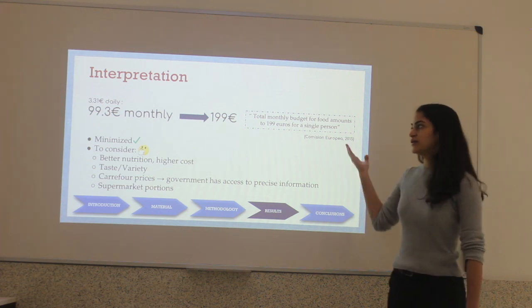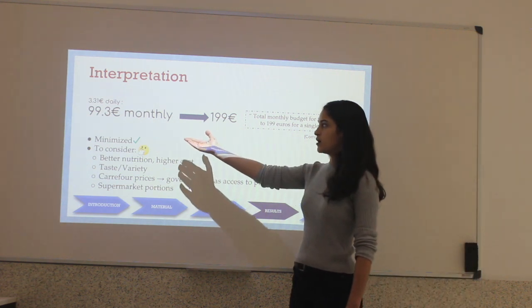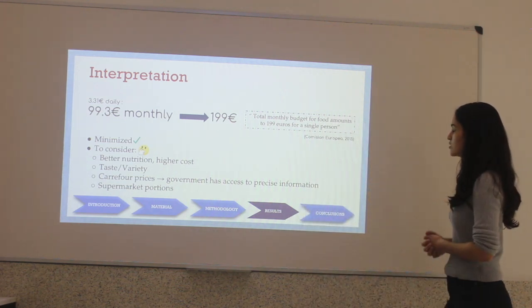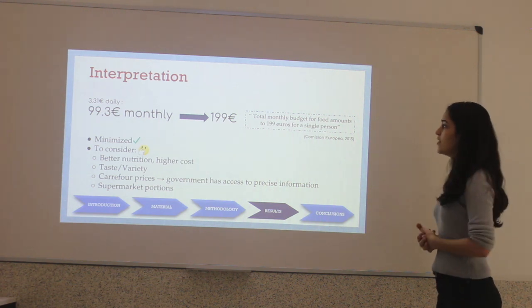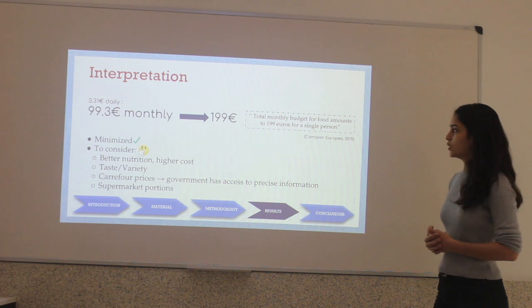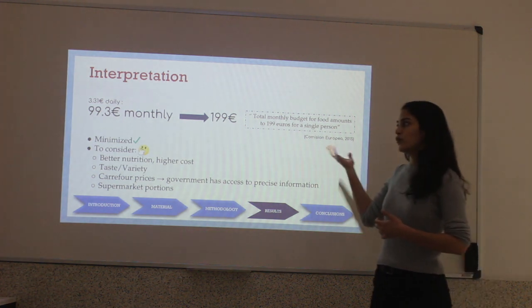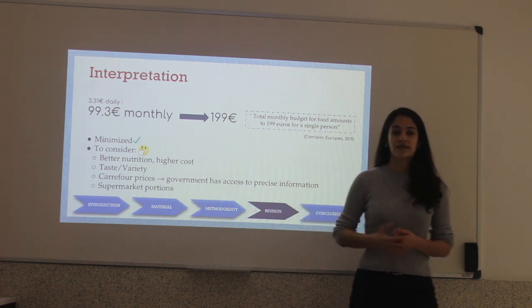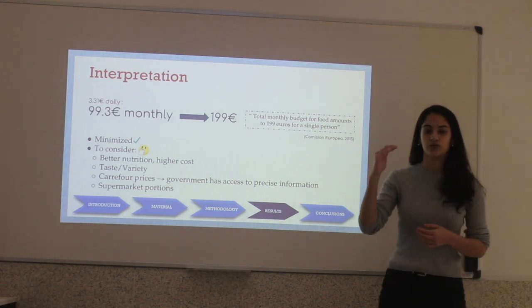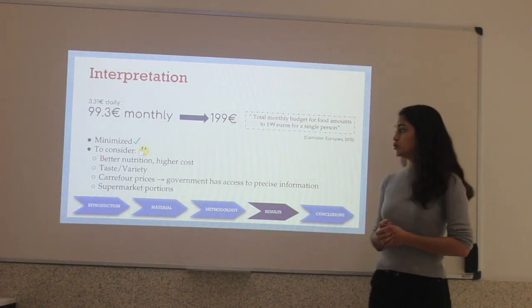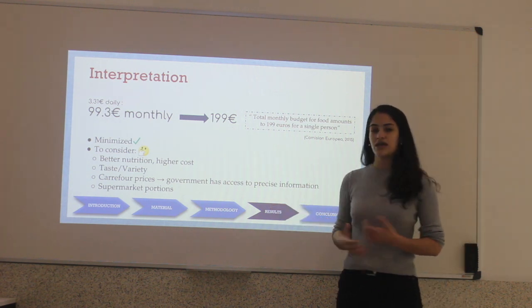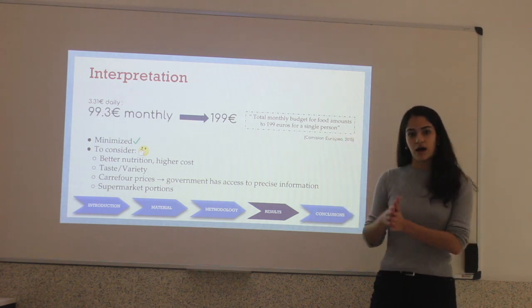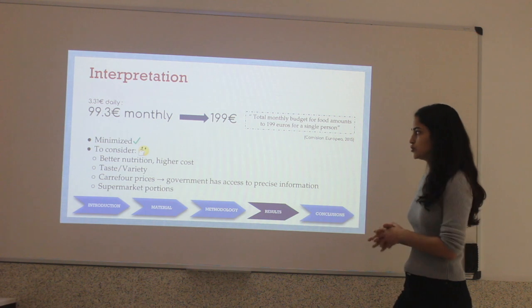We definitely minimized the cost, because our monthly cost is 99.3 euros, and according to the European Commission in 2015, and I quote, the total monthly budget for food amounts to 199 euros for a single person. Even though we are definitely minimizing this basket cost, there are many things we need to consider. For example, the fact that we are eating the maximum amount that a nutritionist recommends means that we could have better nutrition, even though this would mean increasing the cost of the basket. And that is probably why the government gives the highest amount of euros to consume in the basket.